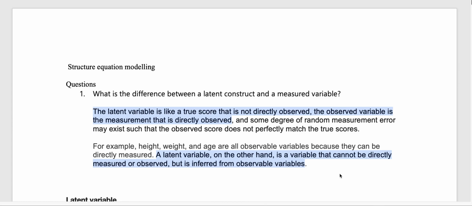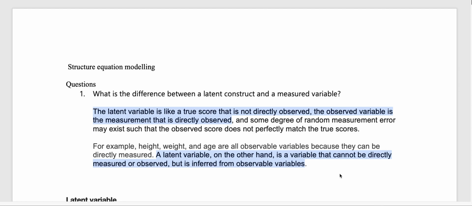Let's talk about questions as well as answers based on structural equation modeling. Number one question: what is the difference between a latent construct and a measured variable? Let's first talk about the latent construct.